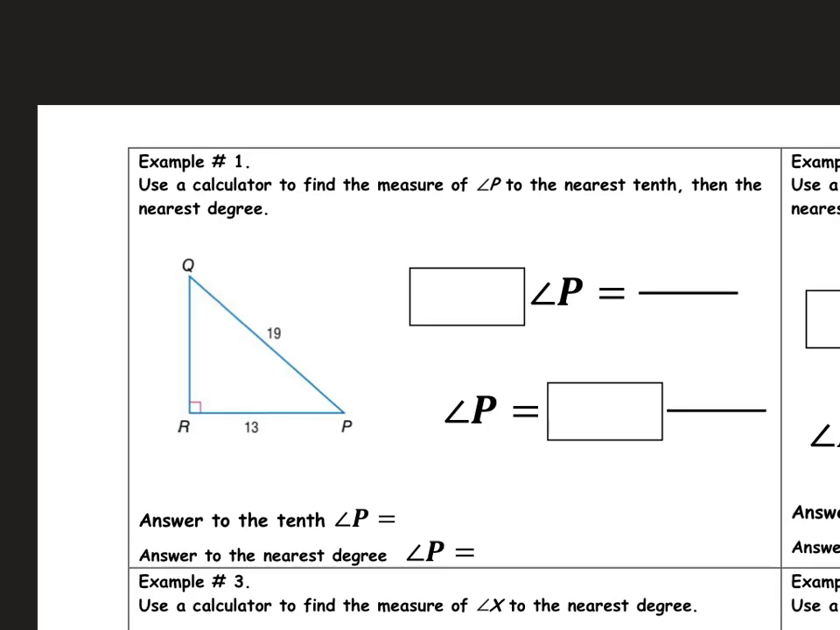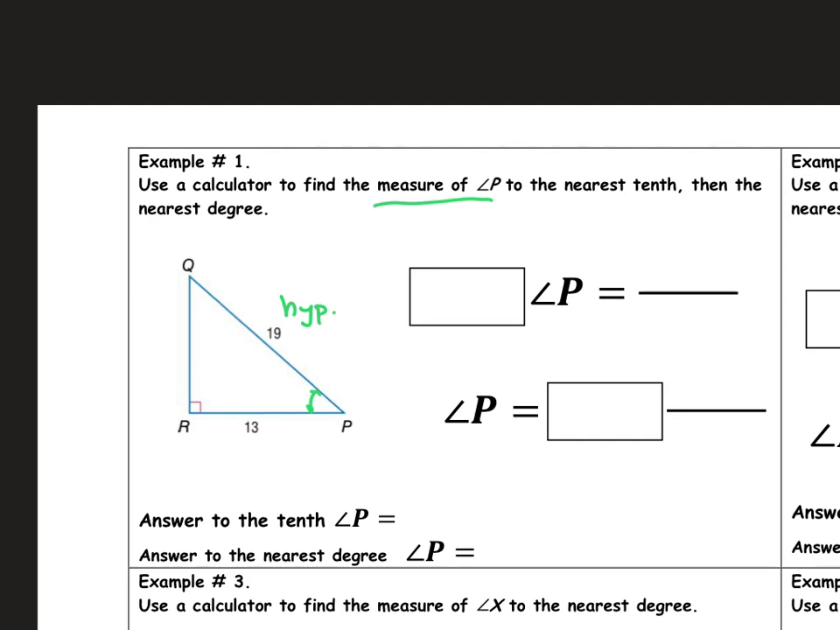Here's our first example. It says, use the calculator to find the measure of angle P to the nearest tenth and then to the nearest degree. So this is the angle measure I'm trying to find. I want to find angle P. I don't know that angle measure. So looking at here, I'm going to say, all right, well, what sides do I have in terms of angle P? Well, remember, this is the hypotenuse because it's pointed opposite of that right angle sign. So the right angle box is pointing towards my hypotenuse. So I'm going to label this as the hypotenuse.